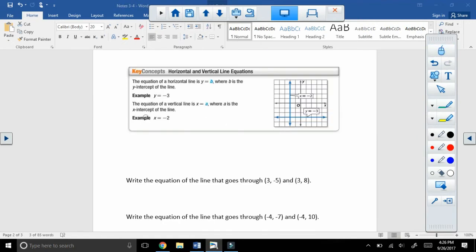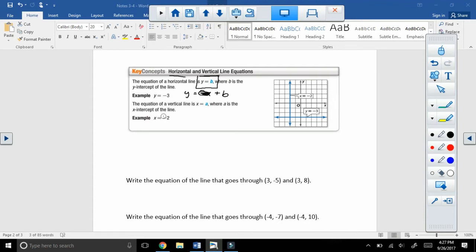A couple of special examples here. We do have horizontal and vertical lines, and those equations don't look the same as like y equals mx plus b. For a horizontal line, the equation will be y equals just whatever b is. And the reason for that is if you think about it, it'd be y equals, for a horizontal line, remember the slope was 0. So y equals 0 times x plus b. Well, 0 times anything is 0. And so instead of just writing y equals 0 plus b, they're just going to kind of shorten that up and just write y equals b.